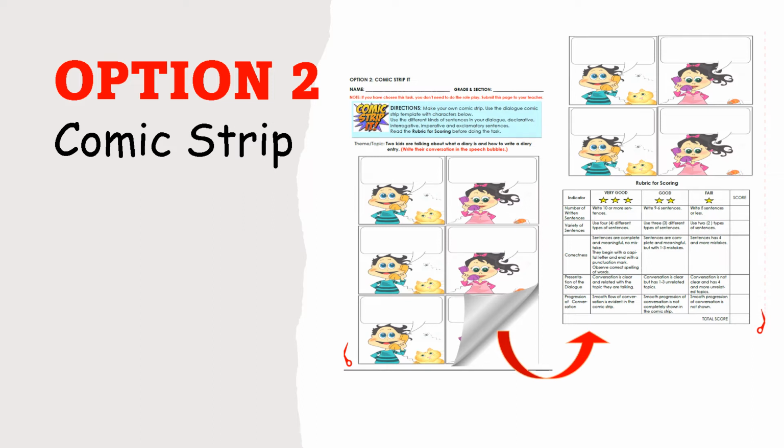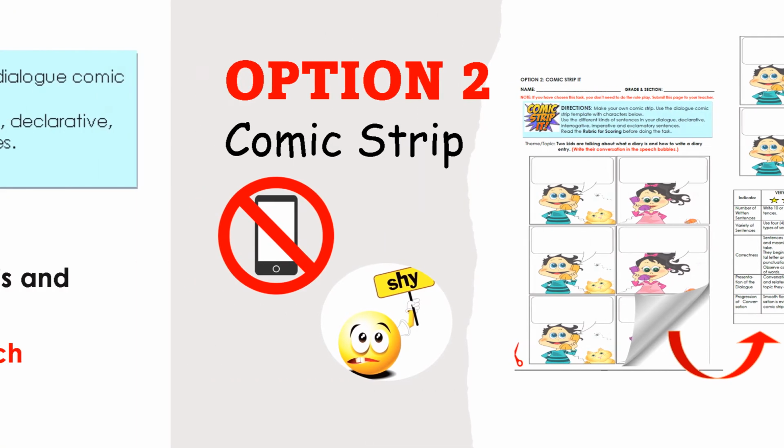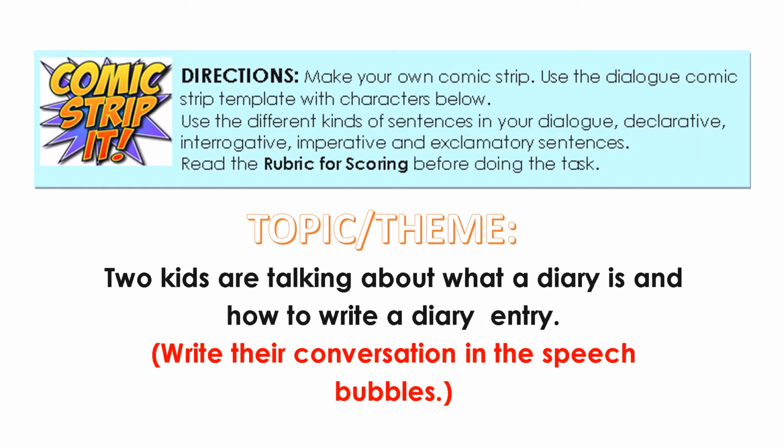Let's go to option number 2, comic strip making. This is for those who have no Android phone yet and are camera shy. Let us read the directions for the comic strip task. Make your own comic strip. Use the dialogue comic strip template with characters below. The topic or theme: two kids are talking about what a diary is and how to write a diary entry. You are going to write their conversation in the speech bubbles.